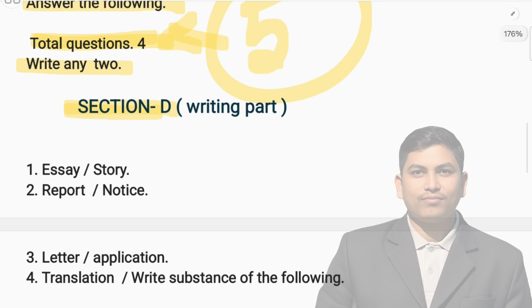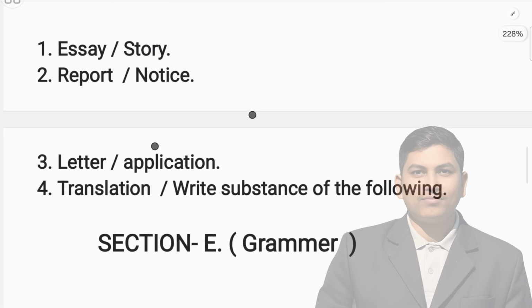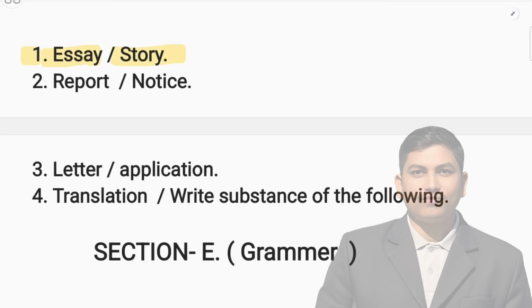For Section D, there will be the writing part. In the writing part, question number 1 will be an essay or story. There will be some topics, some essays there, and you have to write any 1 essay or 1 story. Question number 2 is report or notice. There will be 2 options: either you can write a report or a notice. Look at question number 3. There will be a letter or invitation. Either you can write a letter or an invitation.